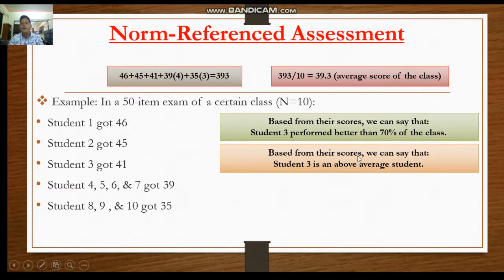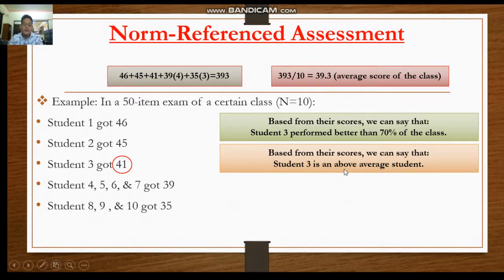Now, back to our conclusion, or the judgment that we gave. Student 3 is an above average student. Why? Because student 3 got 41 in the 50 item exam, in which the average score of this class is 39. So 41 is greater than 39. That means, since 39 is the average score of the class, student 3 is an above average student.